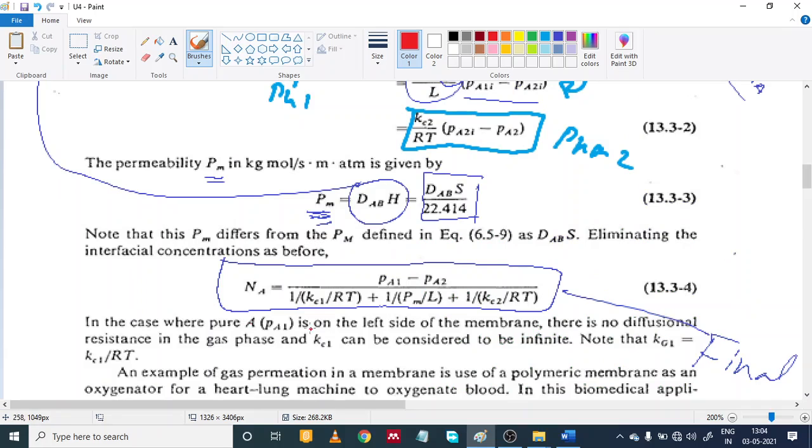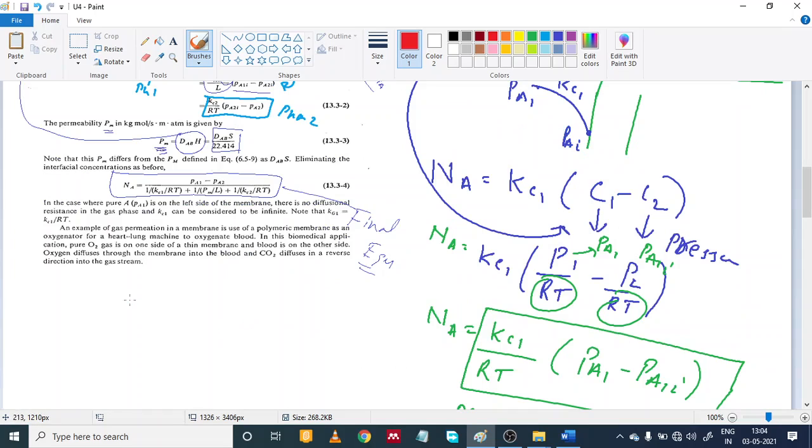One more thing is required here. For example, in the case where pure A is on the left side of the membrane, meaning there is no other material, there is no diffusion resistance in the gas phase, and Kc1 will be infinite in that case. Note that Kc1 is equal to Kc1 upon RT, that is the gas phase. So there can be no resistance in phase 1.